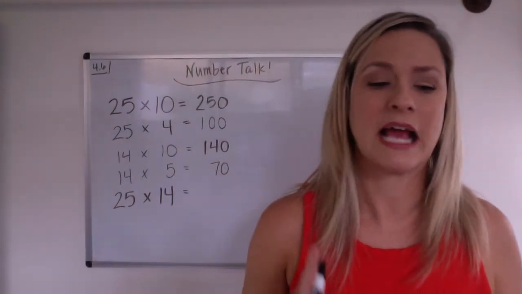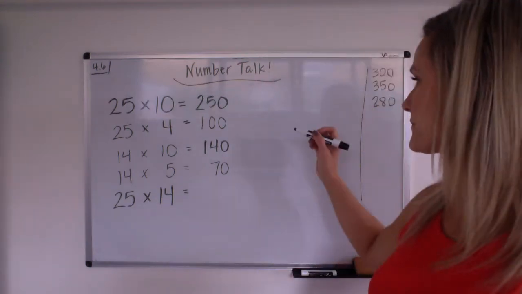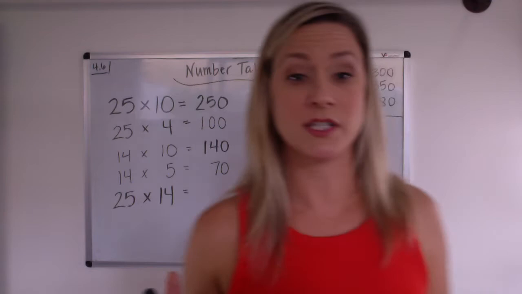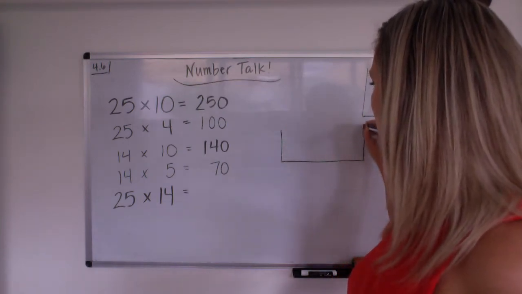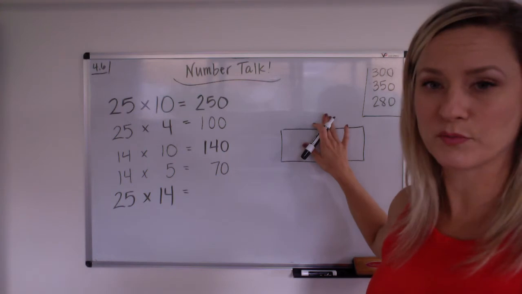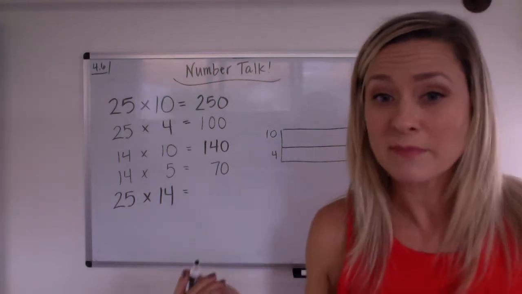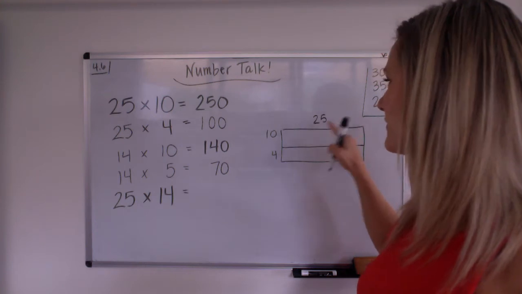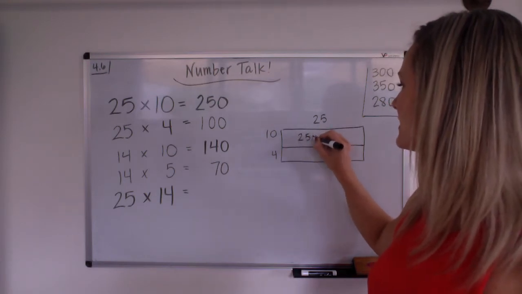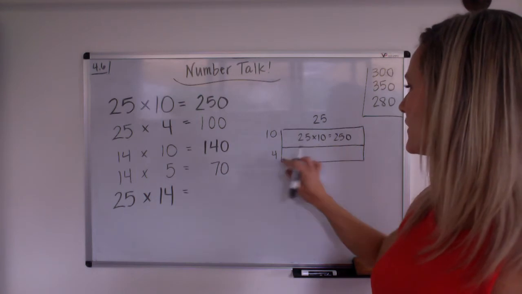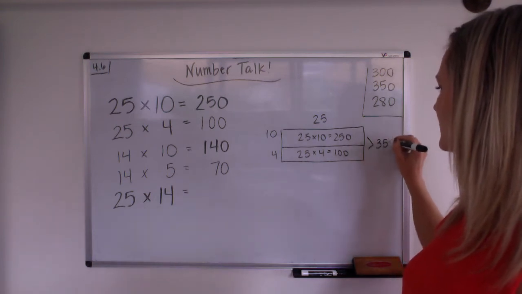Okay, I'm going to take some guesses at how you may have solved. Maybe you used an area model in your mind, and you broke up maybe the 25, maybe the 14. Let's check it out. So this side would be 14, and this side would be 25, right? Maybe you broke the 14 into a 10 and a 4, and kept the 25 together because you thought, I could do 25 times 10 and 25 times 4. So 25 times 10 is 250, and 25 times 4 is 100. You put those together and that's 350.